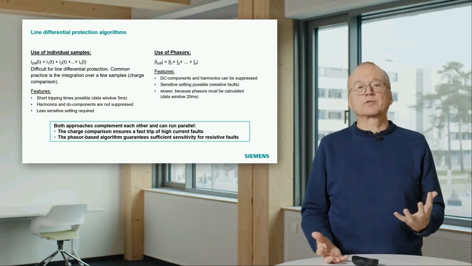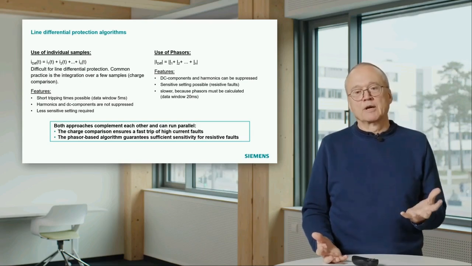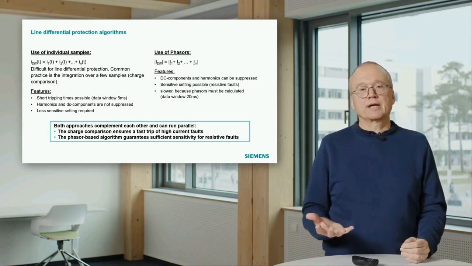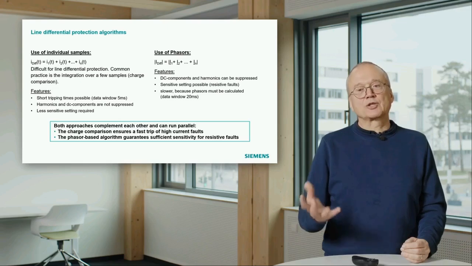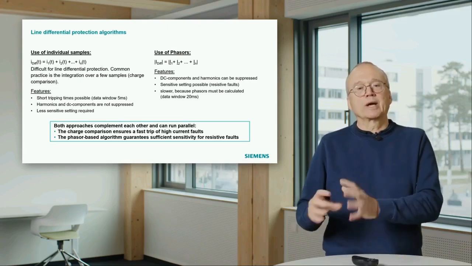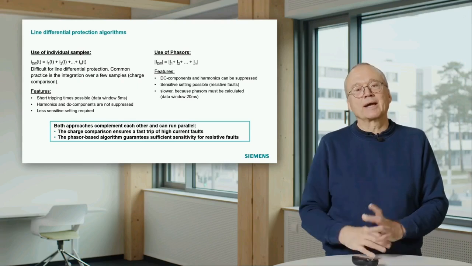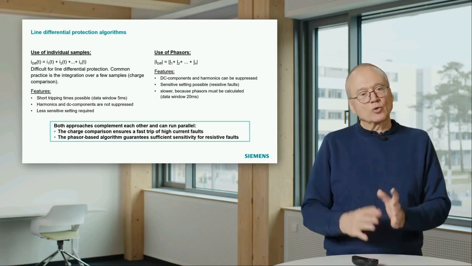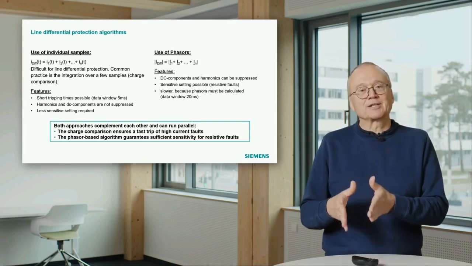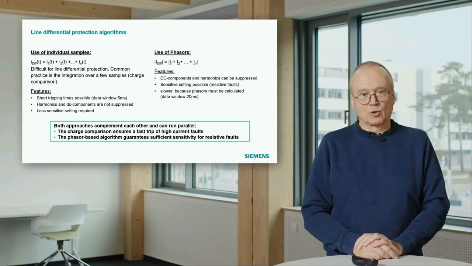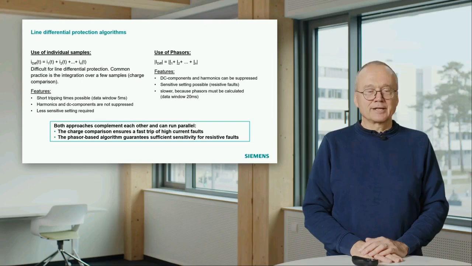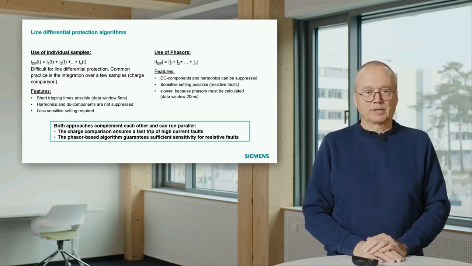The charge comparison will enable fast tripping for strong faults, and the phasor-based algorithm will then catch the faults with lower fault current where the higher sensitivity is required. And for these faults, the speed is not the big issue. That means it's not a big disadvantage that this algorithm is a bit slower. That was a short look into line differential protection. The next topic will be transformer differential protection.